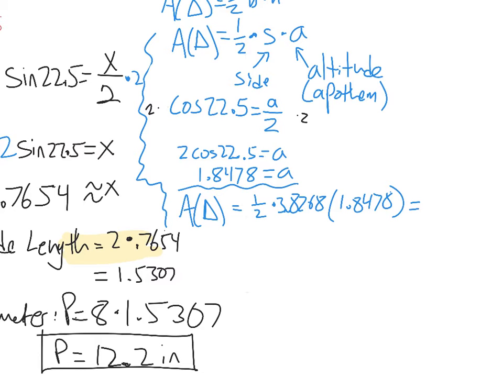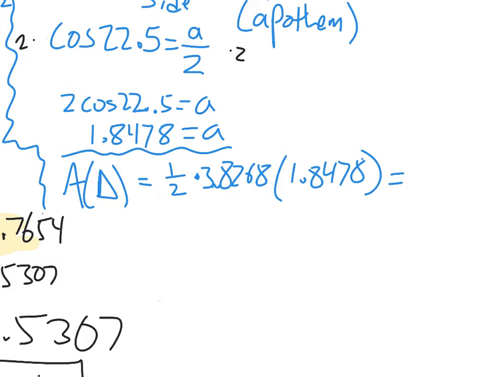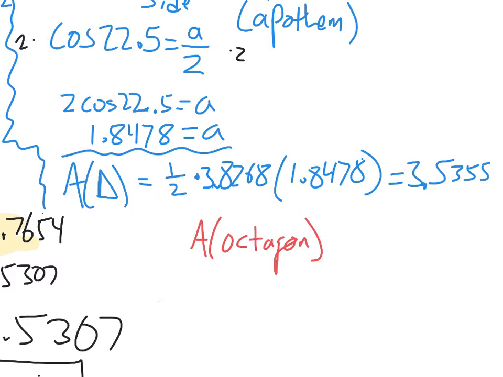And then when we put that in our calculator, we get 3.5355. Okay. Now that's one triangle. Okay, so keep in mind that's one triangle. So the area of the octagon, what do we have to multiply that by? Well, octagon means 8, so multiply that by 8. And we're done.